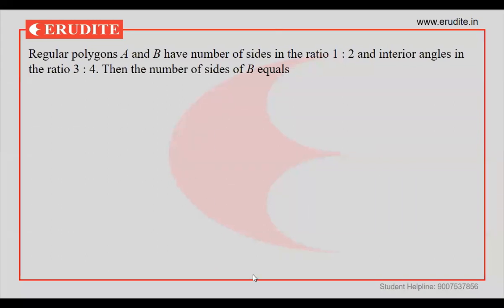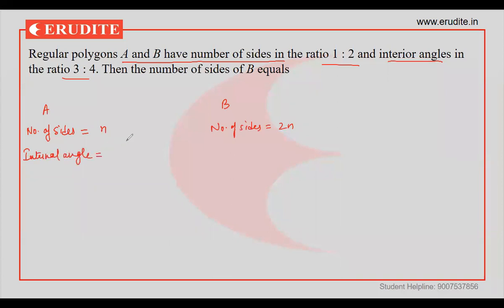Hello everyone. So we are going to discuss this question. This question came in CAT 2022 slot 2 paper. They're saying that there are regular polygons A and B with number of sides in the ratio of 1:2 and the internal angles in the ratio of 3:4. So there are two polygons, polygon A and polygon B. If I assume the number of sides of polygon A as n, then the number of sides of polygon B will be 2n.